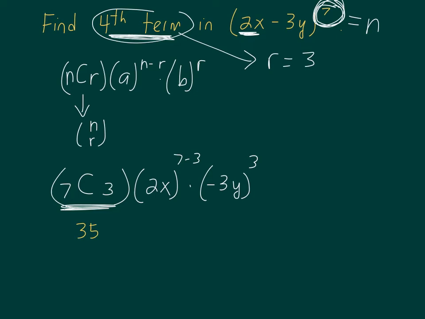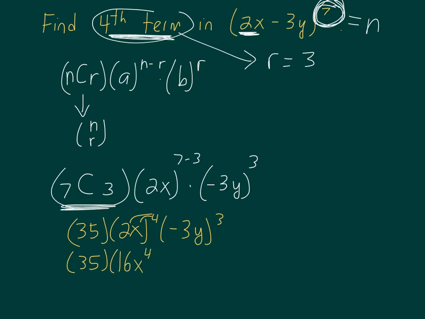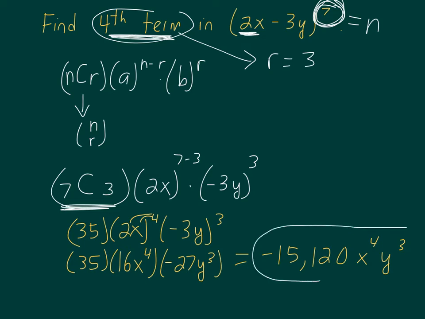From there we still have to do this 2x to the fourth and this negative 3y cubed. So again, we need to distribute that power. That's going to be 16x to the fourth, and this would be negative 27y cubed. Let's go straight to our calculator. We would end up with negative 15,120. We don't care about 3 sig figs here.